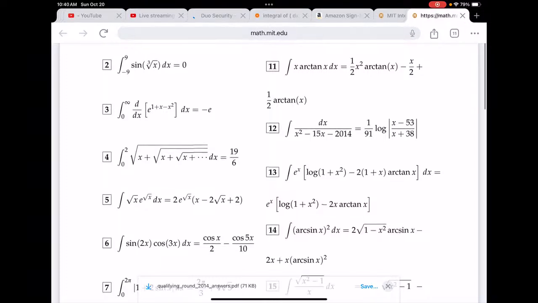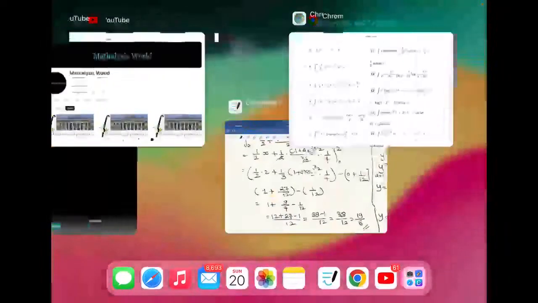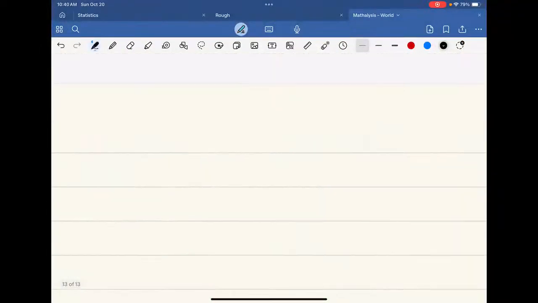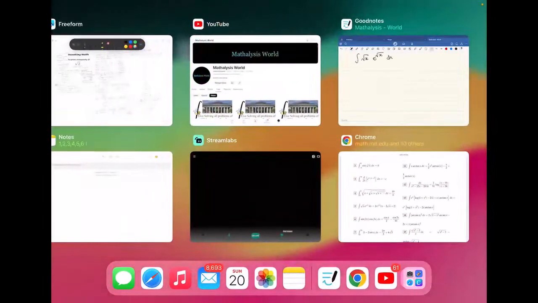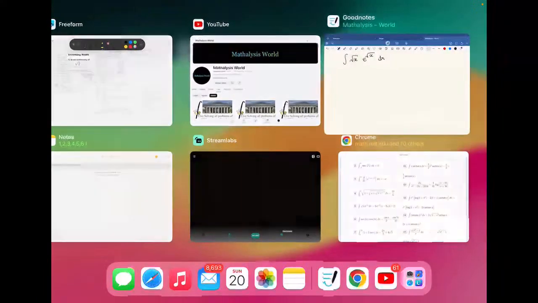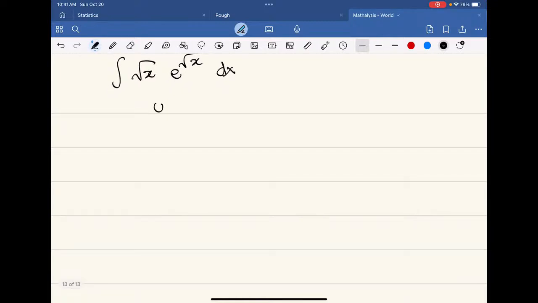Okay. Now number 5. Square root of x e to the power square root of x dx. So let's do that. Integral of square root of x e to the power square root of x dx. Right? This is it, right? Let's try to do this. I think the u substitution might be a good option for this one. So let's say that u is equals to square root of x, right? And then we get u square is equals to x. That means 2u du is equals to dx, right?